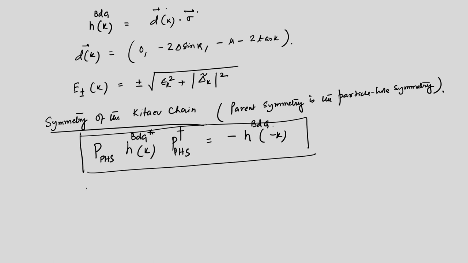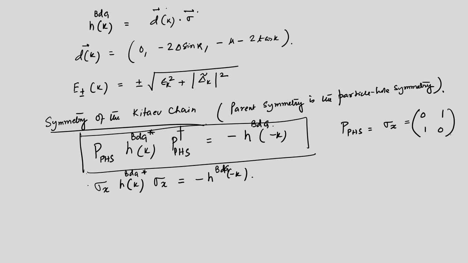So here the PHS is equal to sigma x, which is nothing but 0 1 1 0. Now, do not think that it's just a 2 by 2 matrix. Each of the elements is actually an n by n block, and so sigma x has a form which is 0 1 1 0. One can check that sigma x H of k BDG star sigma x, because sigma x dagger is equal to sigma x, is equal to minus H BDG of minus k. Okay, so you have to check this, and if you get this, then it's invariant, and you should get this, because that's the parent symmetry of the Hamiltonian.